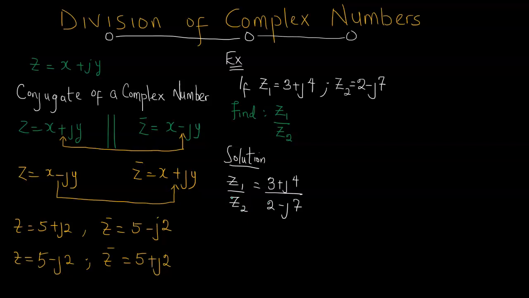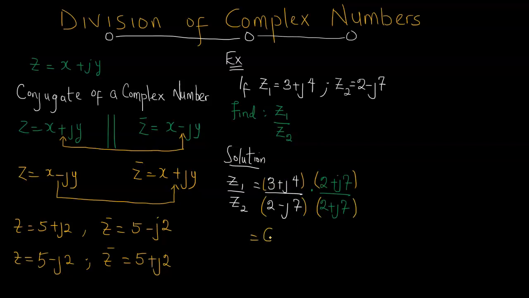This is the denominator, z2, which is equal to 2 minus j7. Thus, its conjugate is 2 plus j7. So I'm going to have to multiply the top and bottom by 2 plus j7 divided by 2 plus j7. So this is more or less multiplying it by 1. Okay, to avoid mistakes, we can enclose within parentheses like this and remove the brackets.